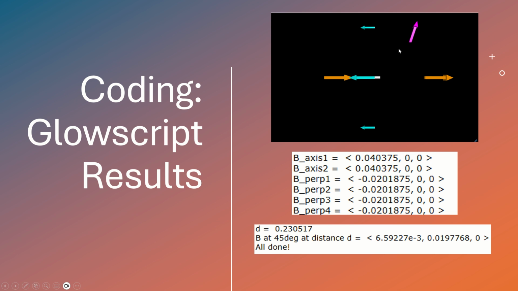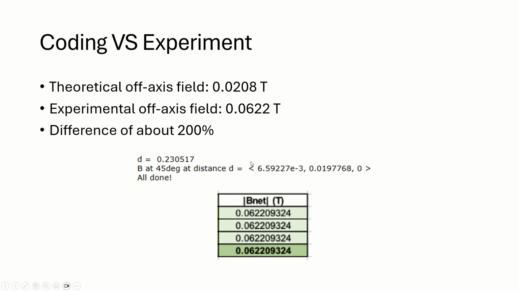The results, it looks something like this. We got b-axis 1, 2, all of the perps, the distance d that was calculated, and then finally B net, but in terms of a vector. We then could use this to compare the coding versus our experimental results. We got about a 200% difference.